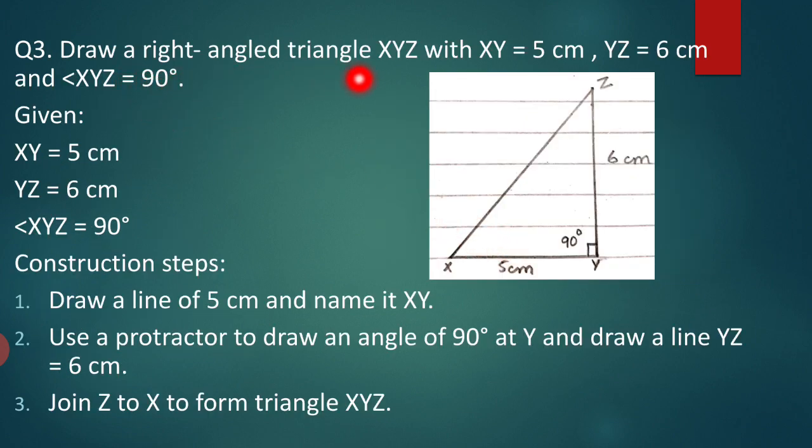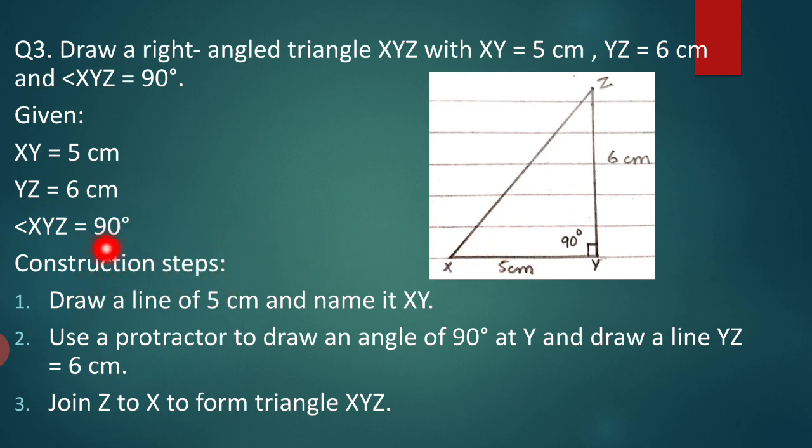Here is question number 3, students. Draw a right angle triangle XYZ with XY given as 5 cm, YZ given as 6 cm, and angle XYZ given as 90 degrees. You have to interpret your data very carefully, what is given to you, you have to write in the given data very carefully.